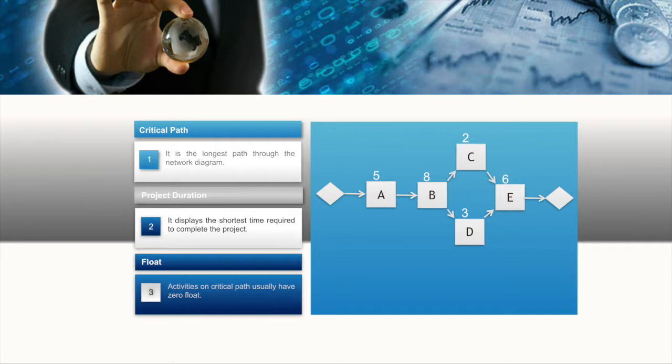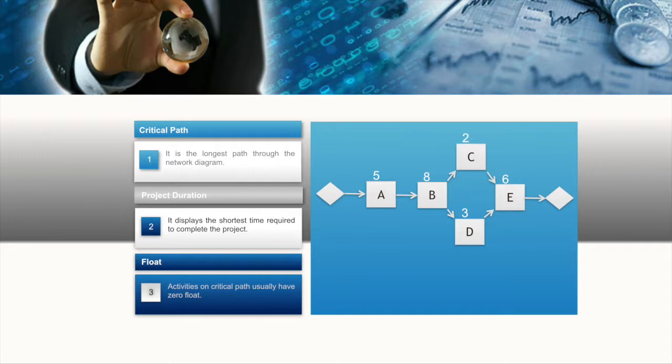Float is a very good thing if you have float on any particular activity. As a project manager, you can make use of the float in different ways. And float is also only possible to calculate once you have determined the critical path and the project network diagram.